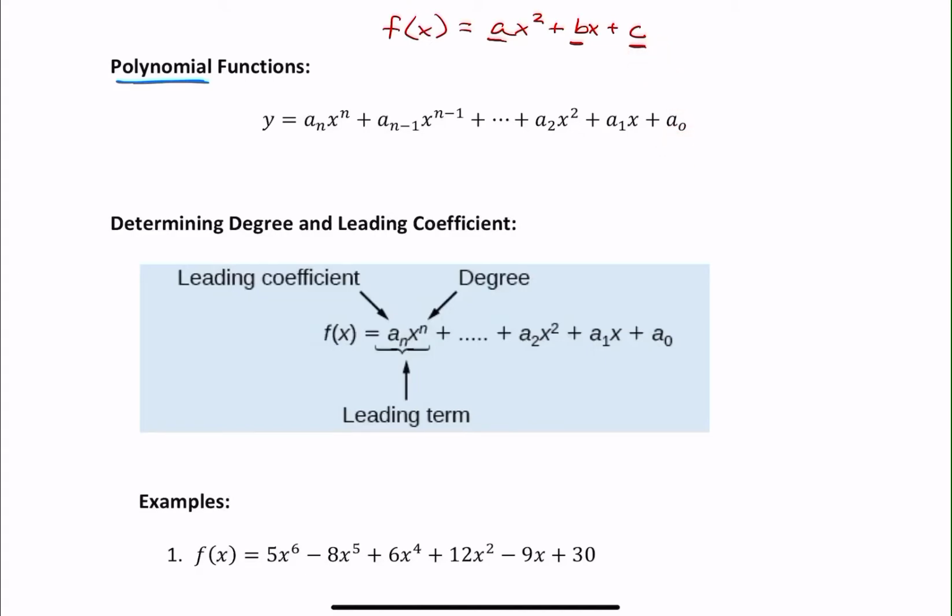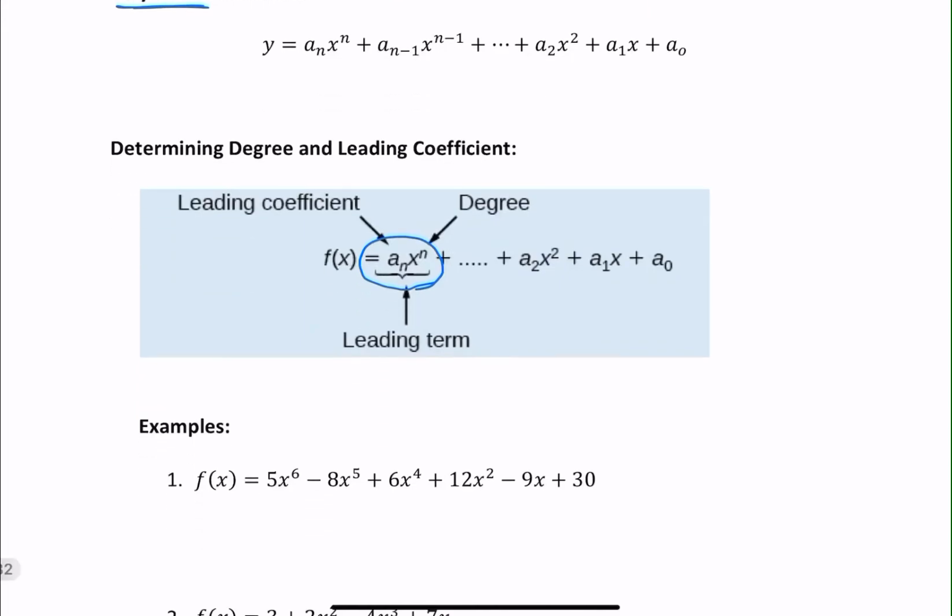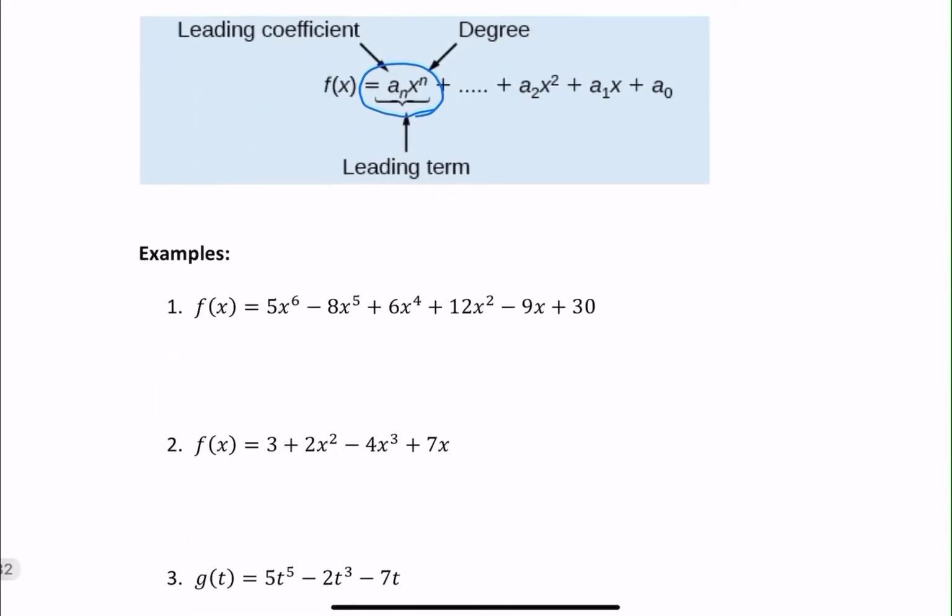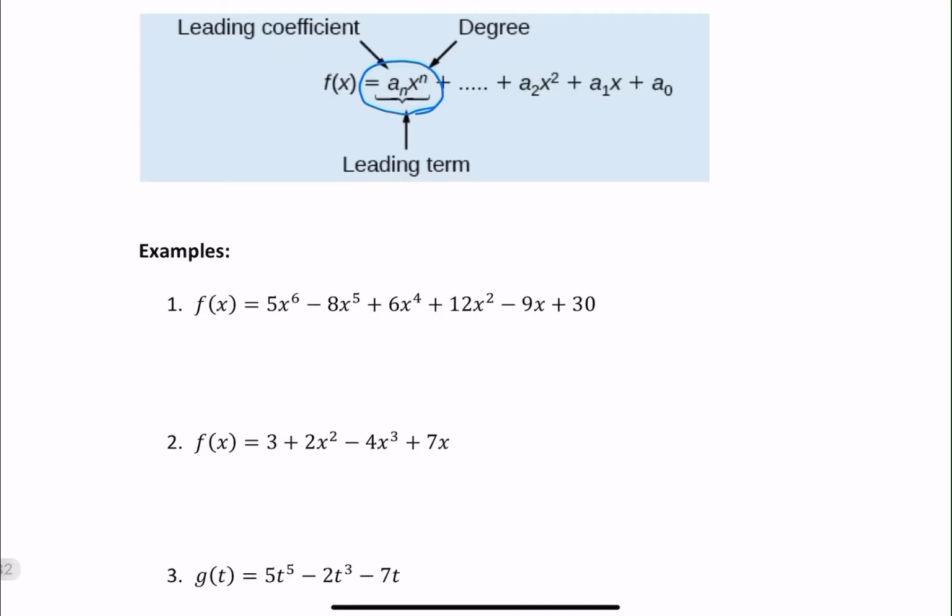So it's a little scary notation, but it's just a way to write a generic polynomial function. What I want you to get from this is to know that the biggest degree is attached to your leading term. That's what makes it the leading term, and your leading coefficient is the number in front of it. That right there is going to tell you a lot of what the graph of the function is going to look like. So when we look down here at these examples, I want you to pick out the leading coefficient, the degree, and the leading term.